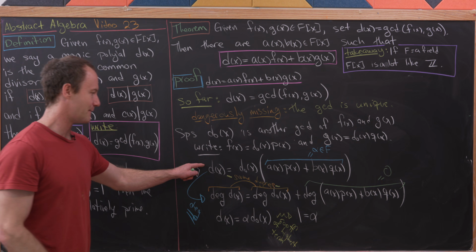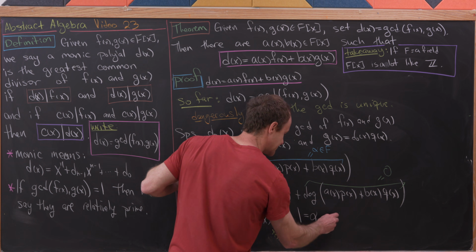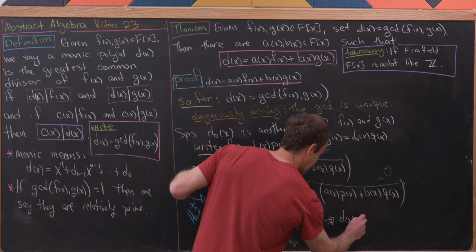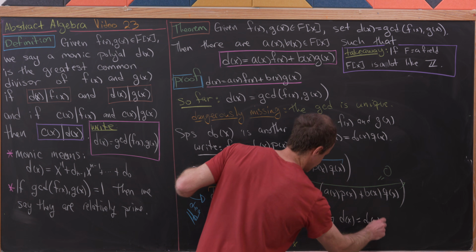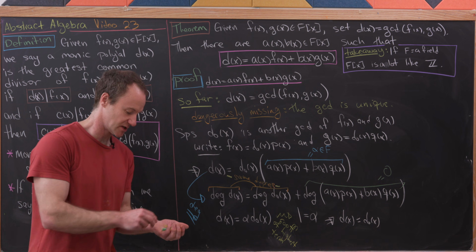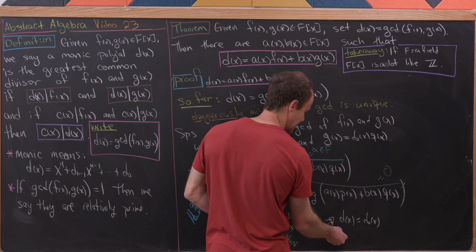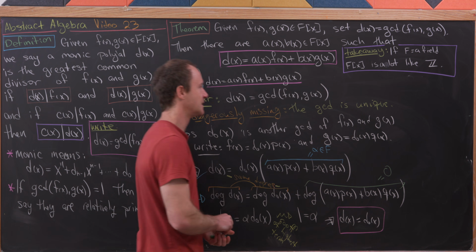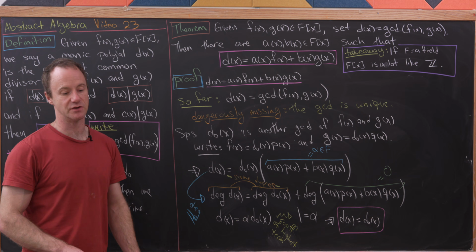But now putting that back up here, we see that means that d of x is equal to alpha, which was equal to 1, times d naught of x. So in other words, d of x is equal to d naught of x. And that finishes the proof of this uniqueness.